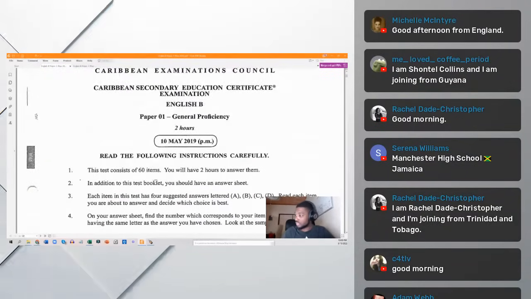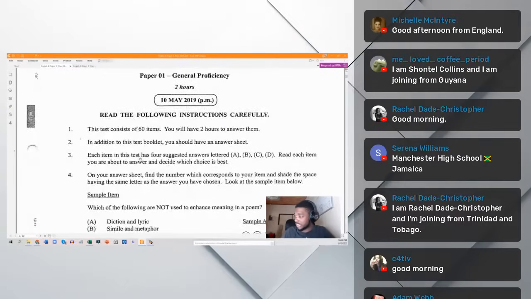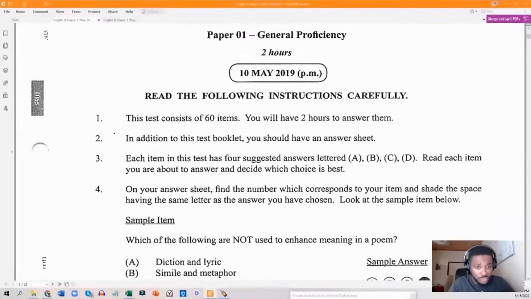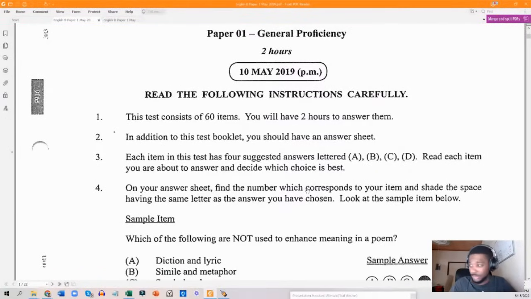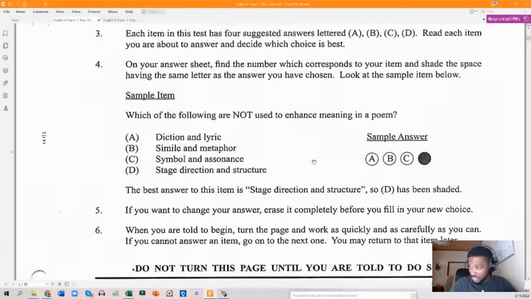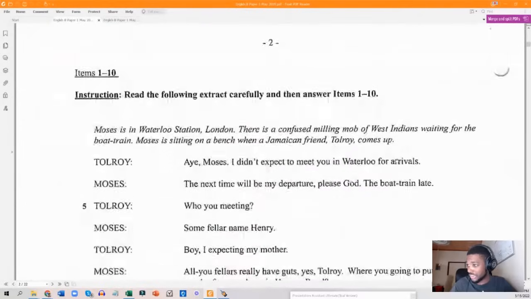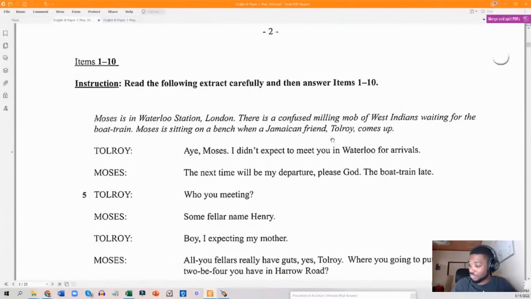All right, so here we have the front page. It tells us we have 60 items, of course, and we have 2 hours in which to do the paper. And it's just regular paper one stuff. Choose the correct answer by shading in one of the circles. That's pretty much it. Now, we have already done this passage.